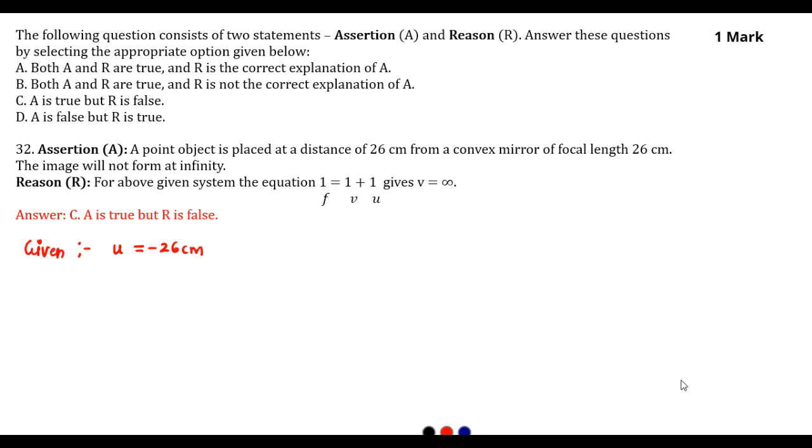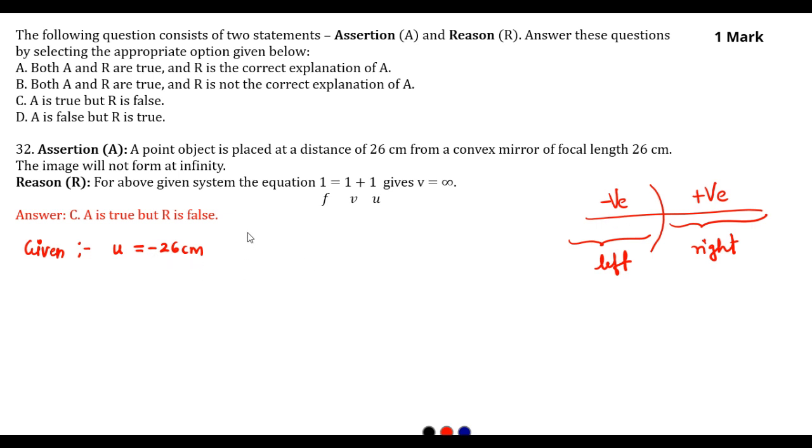because according to sign conventions, you know that if you take a concave mirror, now in this question it is convex mirror, but sign convention is same for concave and convex mirror. So this is the principal axis. This is called as left side, and this will be called as right side. Whatever distances will be measured on the left side, all will be negative. Distances measured on the right side, all will be positive. Therefore, I have taken object distance as minus 26 centimeter.